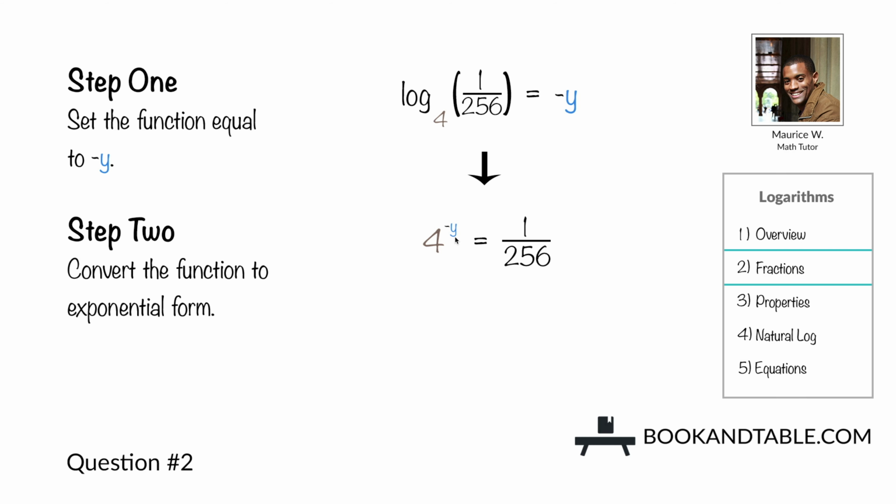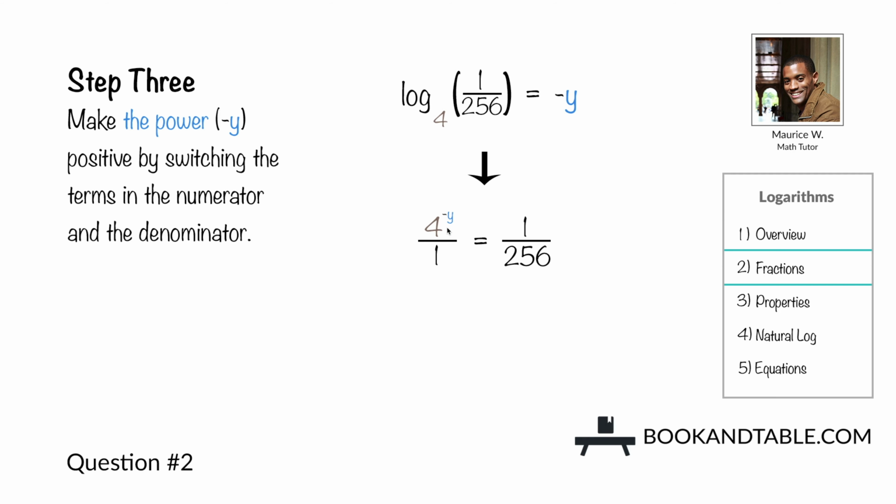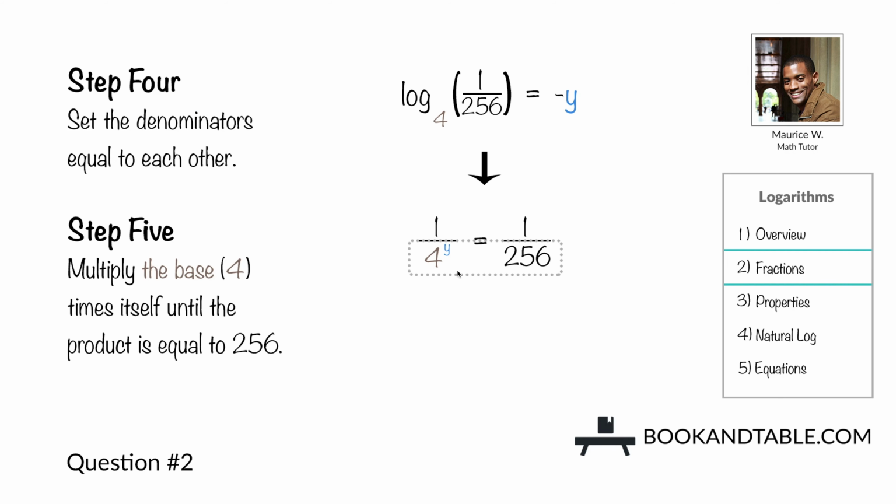And 4 to a power of negative y is equal to 4 to a power of negative y over 1. Now we want to make the power negative y positive by switching the terms in the numerator and the denominator. When we do so, in our numerators we have 1 is equal to 1, and in our denominators we have 4 to a power of y is equal to 256. So step 4, we are going to set our denominators equal to each other, giving us 4 to a power of y is equal to 256.